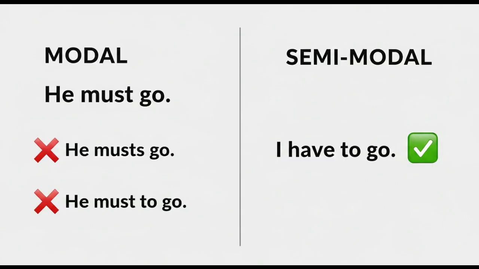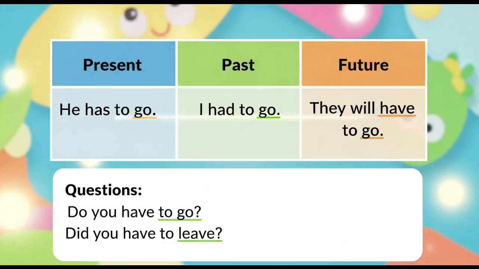And, unlike modals, they change depending on the subject and the tense. Present, he has to go. Past, I had to go. Future, they will have to go. Also, semi-modals need help to make questions and negatives. They usually need the auxiliary verbs like do, does, or did. Does she have to go? Did you have to leave?